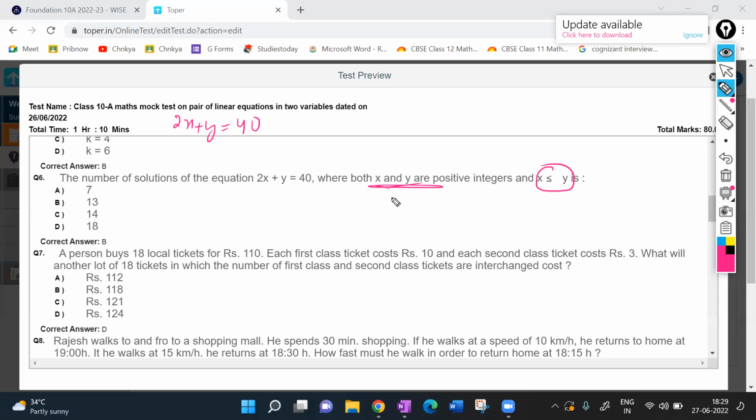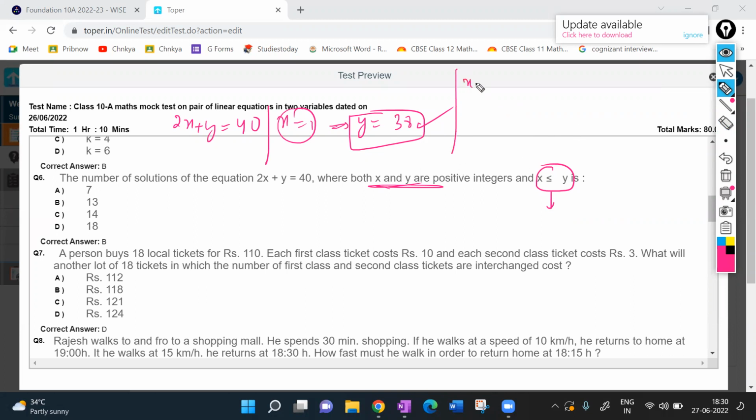Since he has given that both are positive integers, I substitute x value 1. If I take x value 1, what is my y value? 38. If I take any number, I'll get values. So y value 38, and x must be less than or equal to y. Now you take x value 2, you'll be getting the y value. If you take x value 3, 4, 5, what will you be getting?